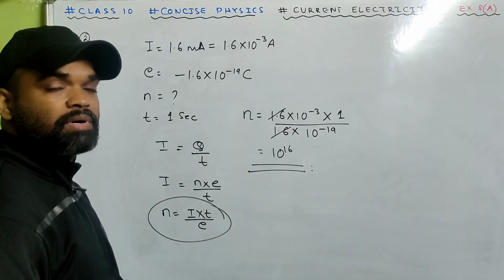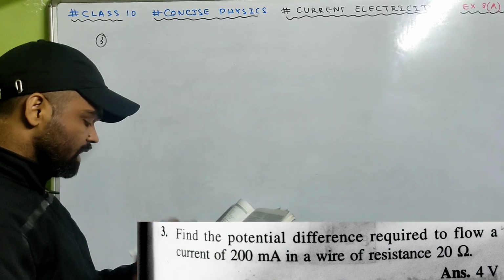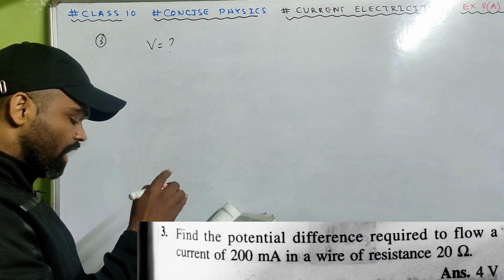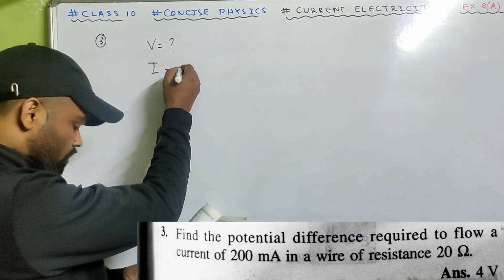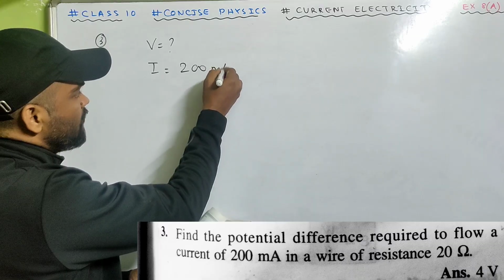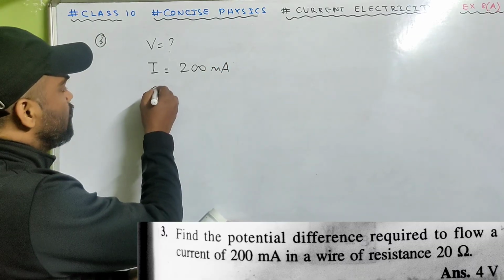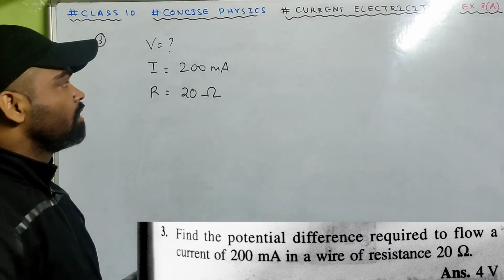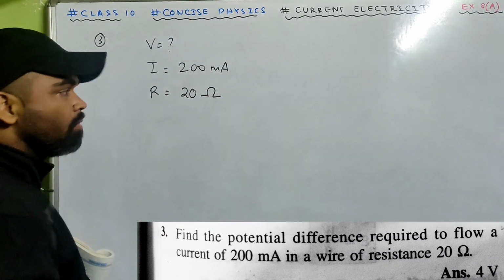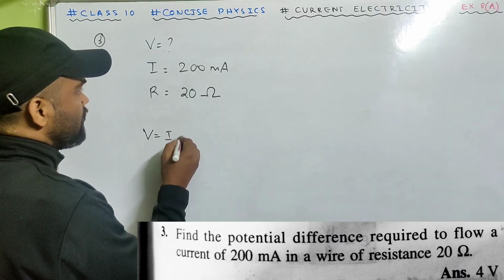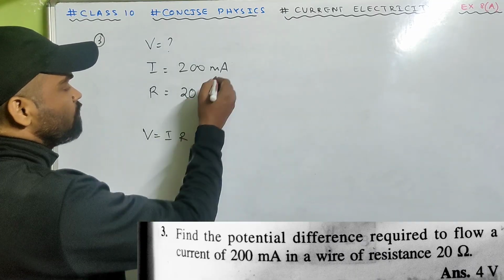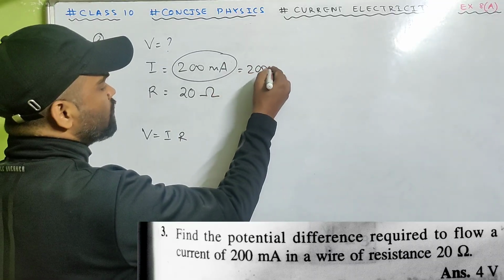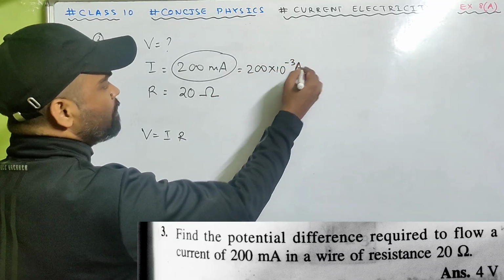Now let us do sum number 3. Now look at number 3. Find the potential difference required to flow a current of 200 milliampere in a wire of resistance 20 ohm. Very easy. We know Ohm's law. V equals IR. So just substitute the value. First change this to ampere, SI unit. So that's 200 multiplied by 10 to the power minus 3 ampere.